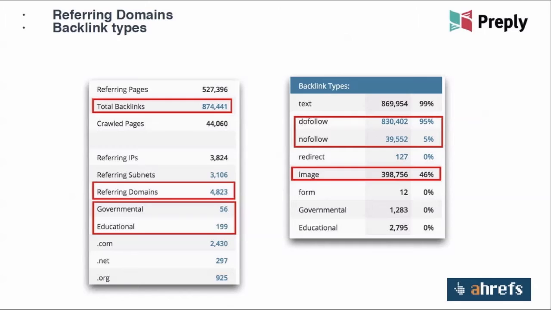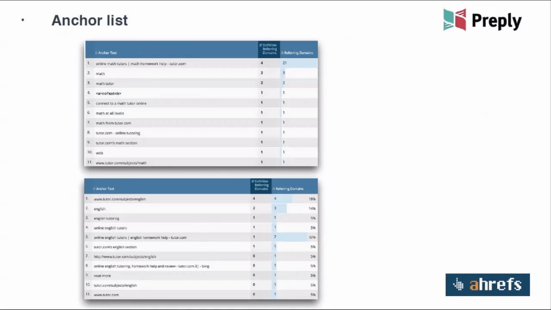Check governmental and educational referring domains, because these domains can raise the trust of your website. It's really important to build a natural link building profile, which means a diversity of backlinks. So pay attention to the backlink types: text or images, dofollow or nofollow.